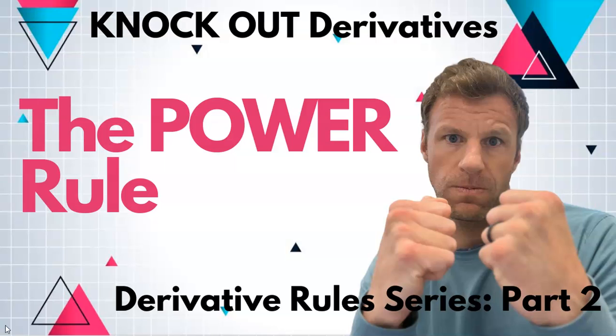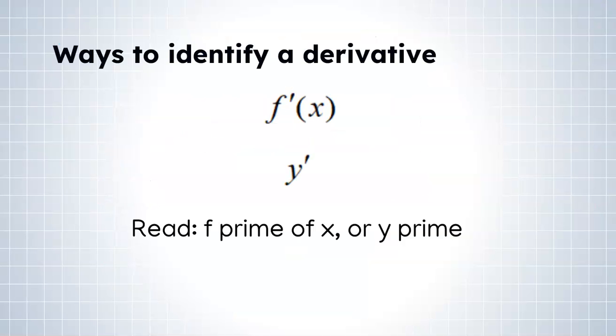Let's dive right into the Power Rule. All right, first off, let's remember our different ways of identifying derivatives. So first, we have this little accent mark that we call prime. So we have f prime of x, or we could use y instead of f of x and call it y prime. It's a weird notation, but it uses that little accent mark to denote a derivative.